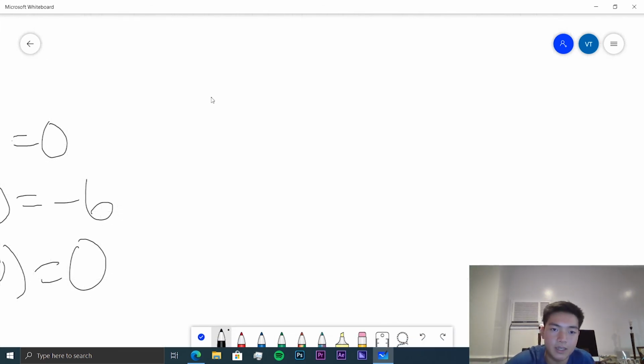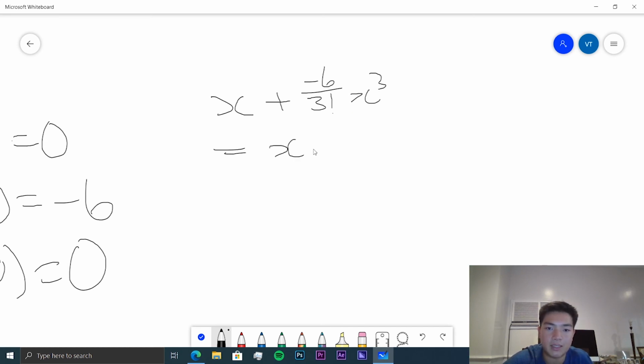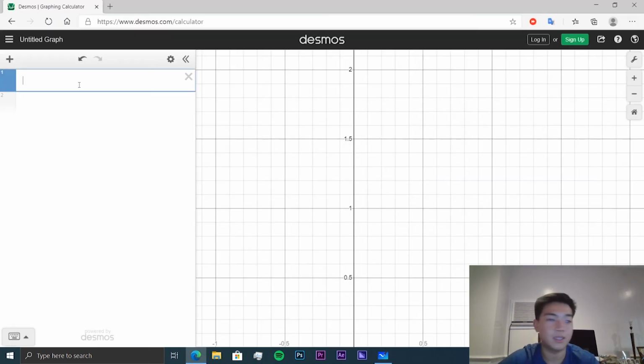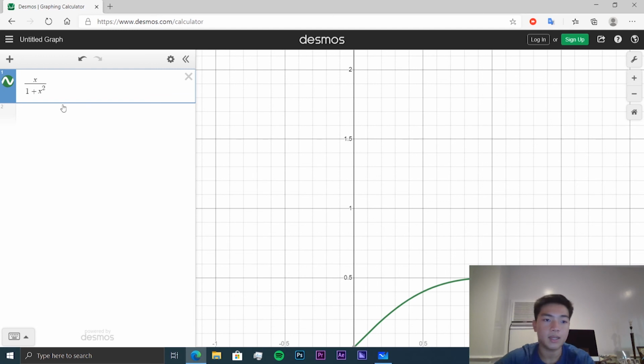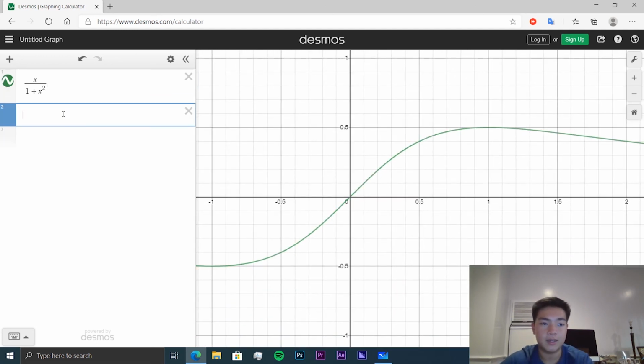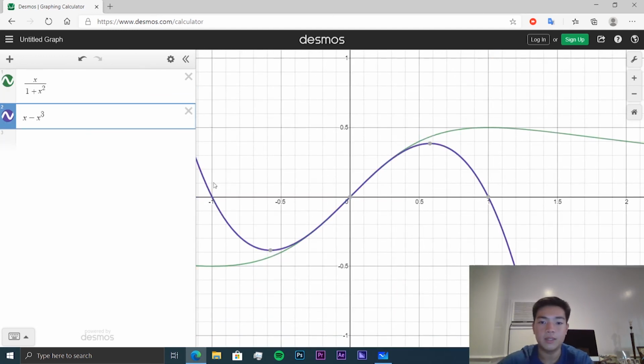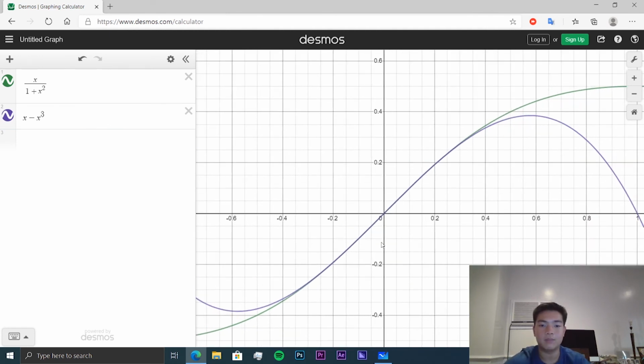So this is x plus negative 6 over 3 factorial times x cubed, which is equal to x minus x cubed. So if we were to approximate this, x over 1 plus x squared, we can try x minus x cubed, which gives us a relatively good approximation for this area.